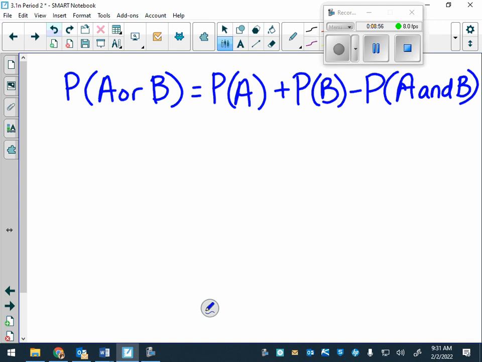Okay, this actual formula is on the previous page, which we'll go back to in a second. So to find the probability of A or B, this is a formula you could use, which guess what, guys? We've been doing this already. Probability of A plus probability of B minus the probability of both.